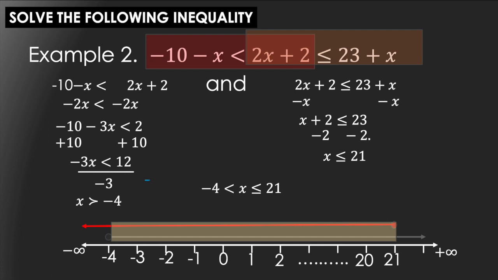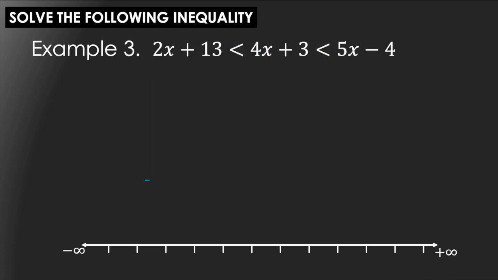One way to write the solution is negative 4 less than x less than or equal to 21. Another way is to use the interval notation. So here we use a parenthesis beside negative 4 because negative 4 is not included, and we use a bracket beside 21 because 21 is included. Let's move to our next example, example 3.